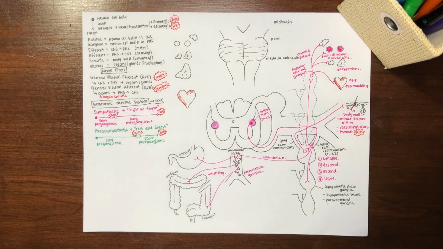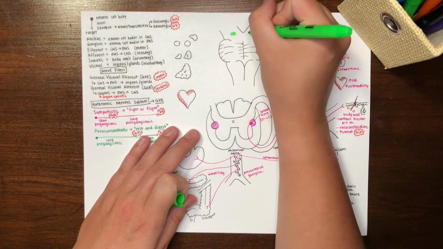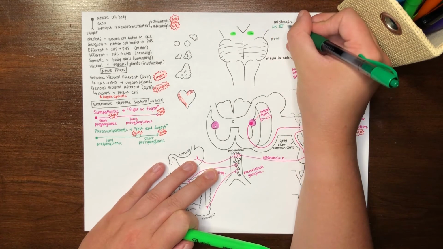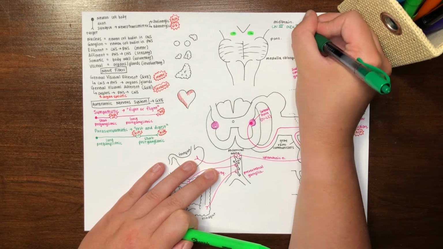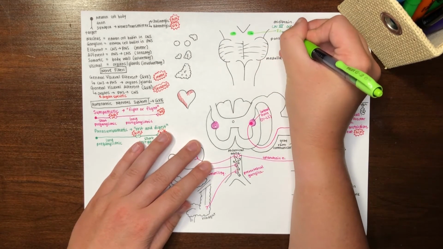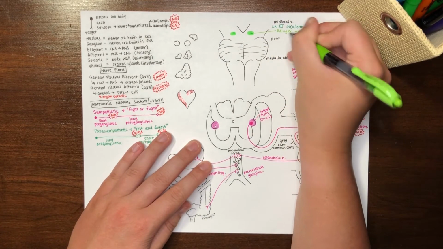The cranial nerves that contain GVE parasympathetic fibers are cranial nerve 3, cranial nerve 7, cranial nerve 9, and cranial nerve 10. These are good cranial nerves to remember. Cranial nerve 3, the oculomotor nerve, exits the brainstem in the midbrain. Preganglionic parasympathetic neurons traveling with this nerve originate in the Edinger-Westphal nucleus.